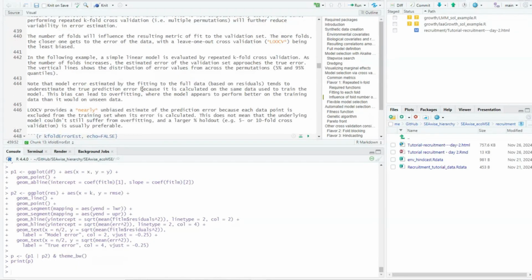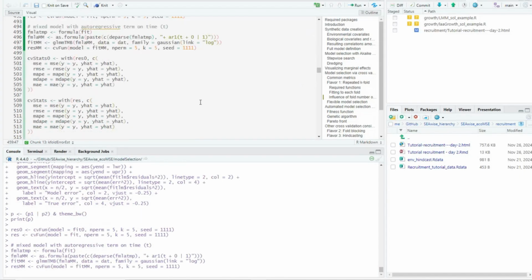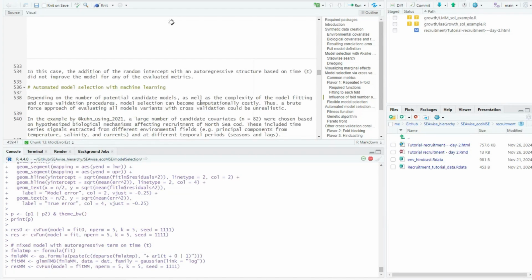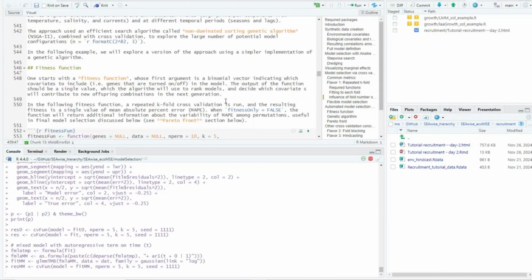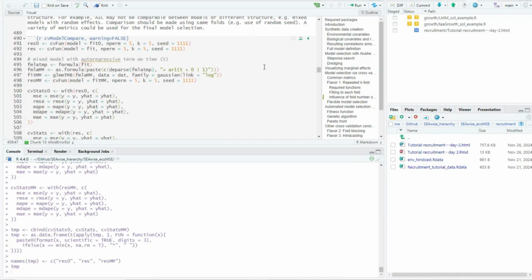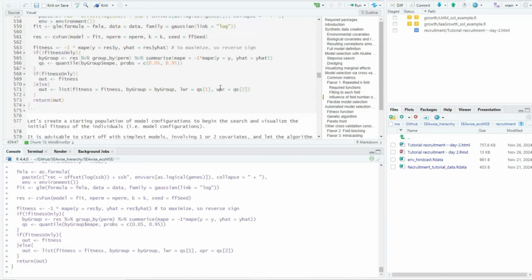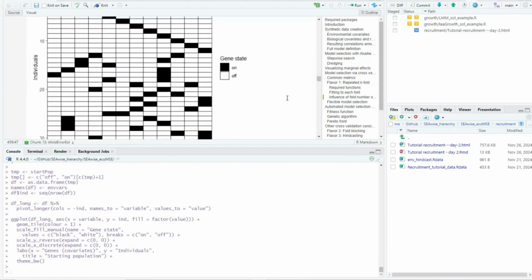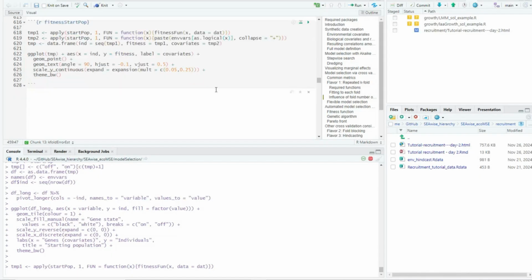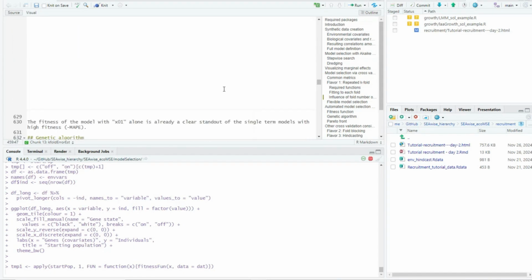So maybe I will run this in the background. It's not printing.